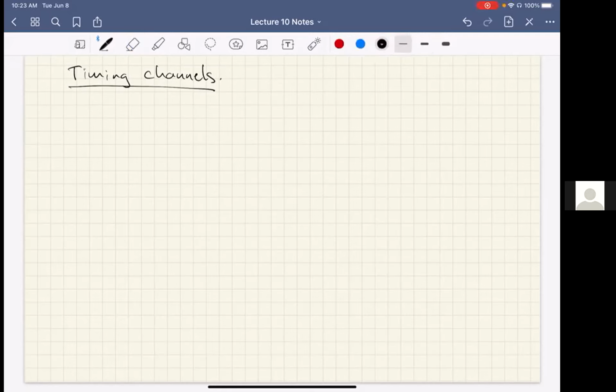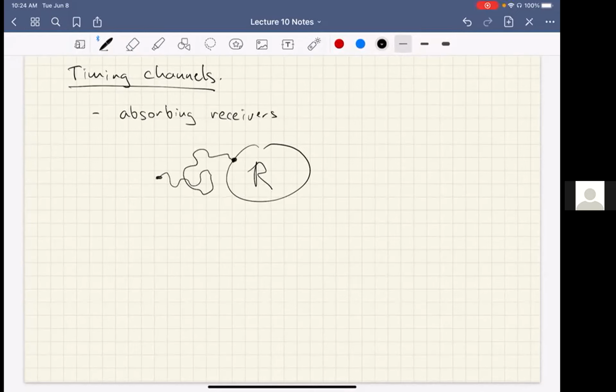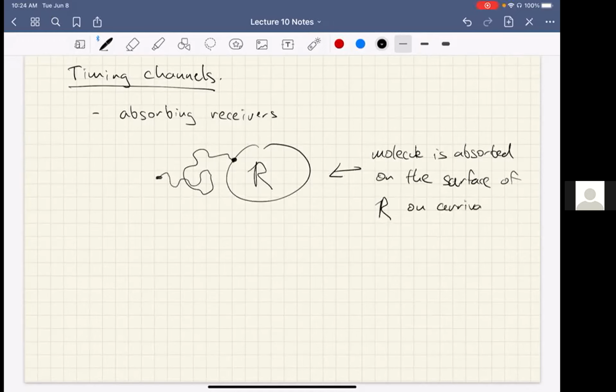So when we talk about timing channels, this isn't always true. You can certainly derive a timing channel framework with a non-absorbing receiver, but in this course, we're going to talk about absorbing receivers. Basically, remember, we have our region R, our molecule performing its random walk until it arrives at the receiver. And once it arrives on the surface, the molecule is absorbed on the surface of the receiver R on arrival. Again, I want to emphasize this isn't the only way to do a timing channel, but it will simplify the analysis for us. You can certainly set it up a different way if you want.